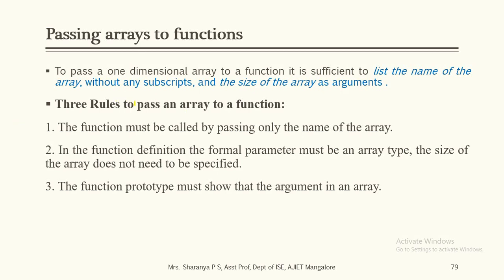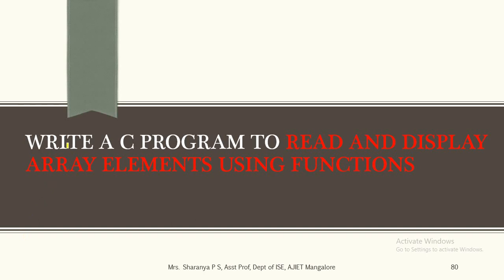Next, what are the rules to pass an array to a function? First, the function must be called by passing only the name of the array, and in the function definition, the formal parameter must be of array type, with the size of the array not needing to be specified. And the function prototype must show the arguments as an array. Now let us try to understand this with a program rather than just reading.